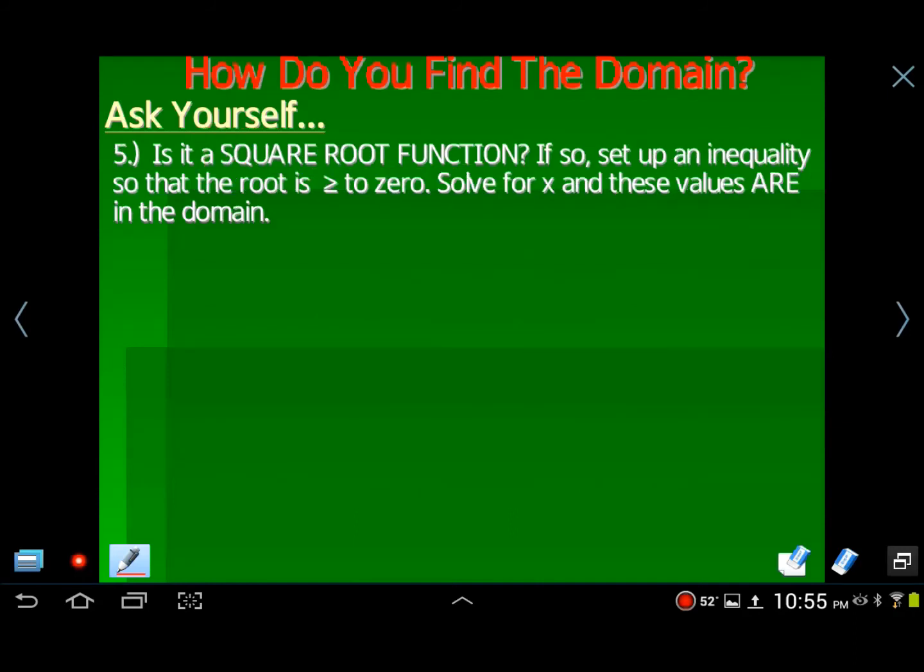Another question you might want to ask yourself is, is it a square root function? If so, set up an inequality so that the expression under the root is greater than or equal to 0. We want it to be greater than or equal to 0 because we don't want a negative number underneath the radical. If you have a negative number, then you're dealing with imaginary numbers. We don't want to have that.